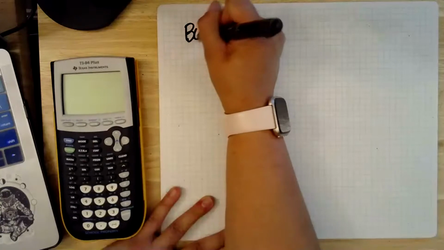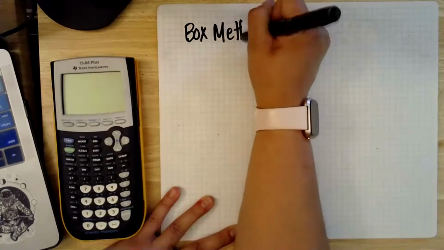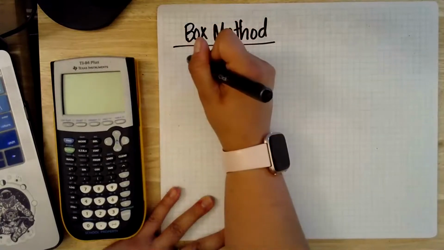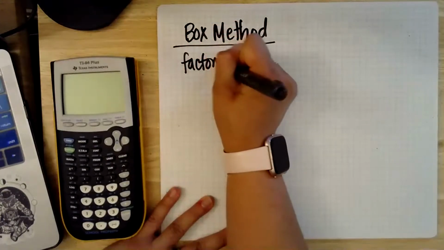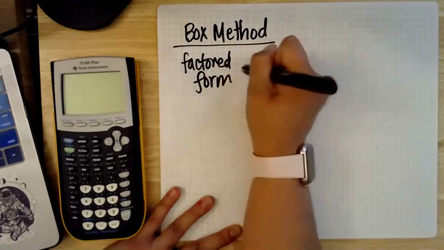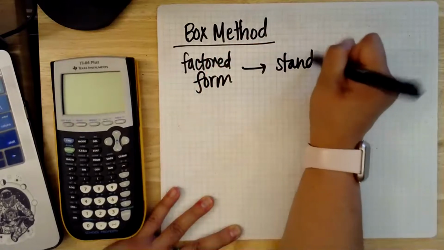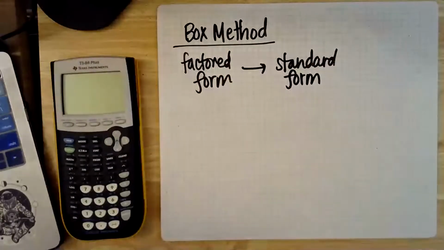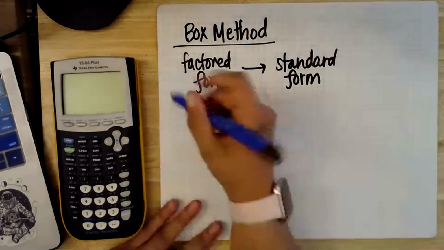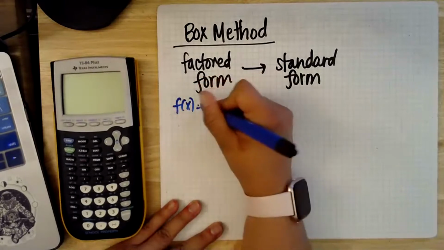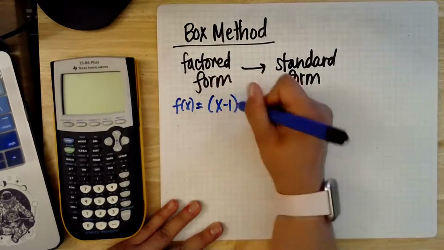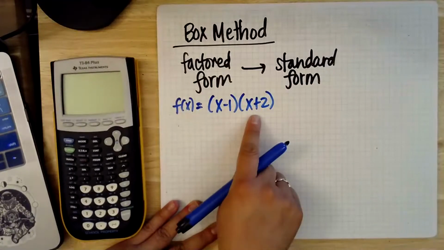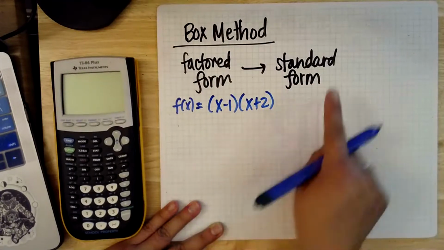We use the box method. The box method is used to turn factored form to standard form. Okay, and I'll give you an example. Let's say I have a function. This is my function right here. This is in factored form. Hence, there's two factors. I want to see what this is in standard form.